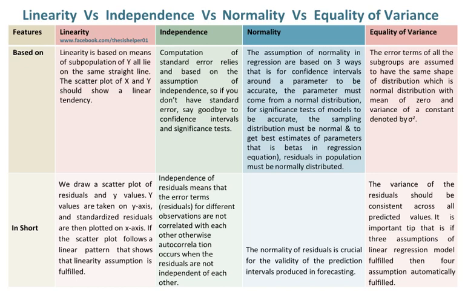Whereas the assumption of normality in regression is based on three things. For confidence intervals around a parameter to be accurate, the parameter must come from a normal distribution. For significance tests of models to be accurate, the sampling distribution must be normal. And to get the best estimates of parameters, that is, betas in the regression equation, residuals in the population must be normally distributed. Whereas the error terms of all the subgroups are assumed to have the same shape of distribution, which is normal distribution with a mean of 0 and a constant variance denoted by sigma square.